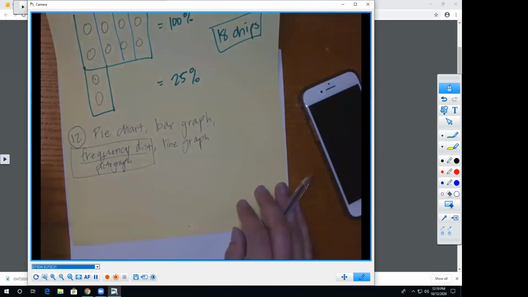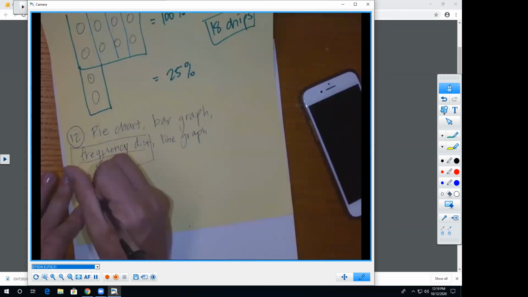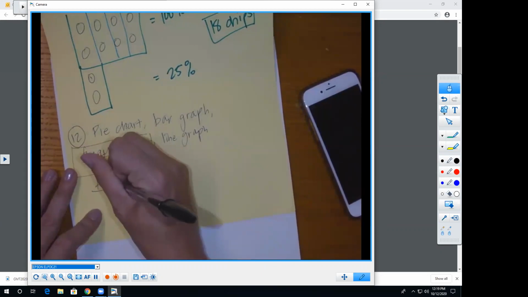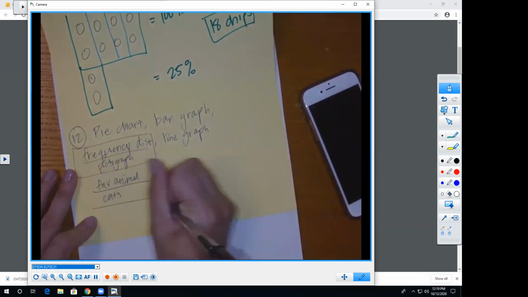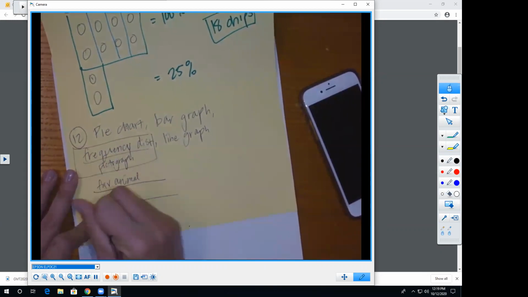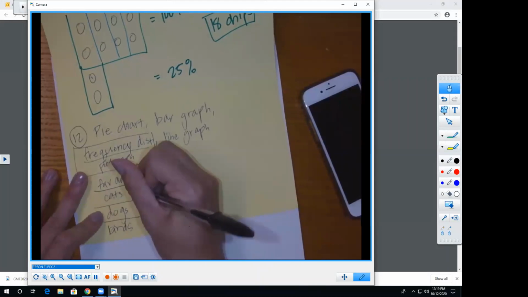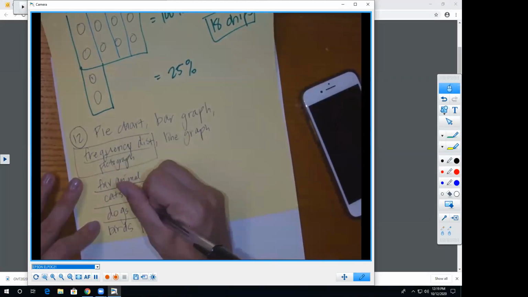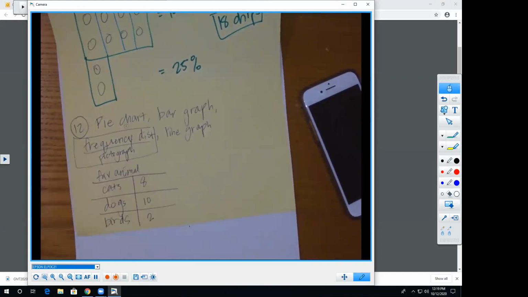Okay, so let's just do a quick problem. Let's do some data. Let's say favorite animal. So people's favorite animal. So let's say we have cats, we have dogs, and we have, I don't know, a bird, I guess. And let's say 8 people like cats, 10 people like dogs, and 2 people like birds.